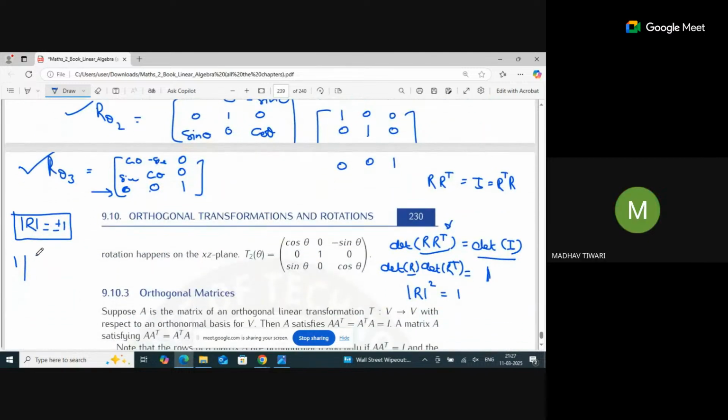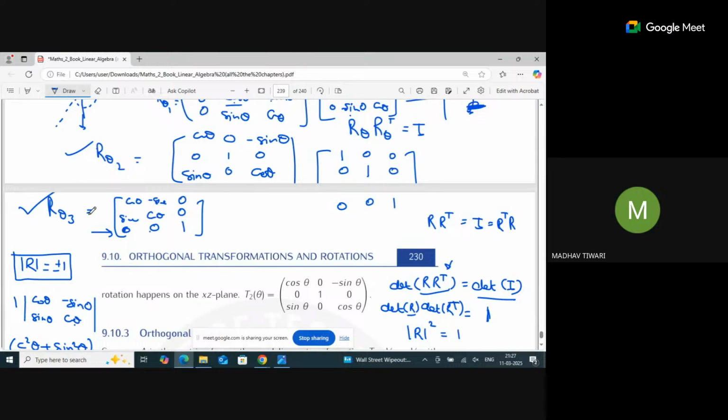1 times the determinant of cos theta, minus sine theta, cos theta. So if I find the determinant, it will be cos square theta minus minus sine square theta, so it will be plus sine square theta. So that will be equal to 1. In this case, the determinant is 1.